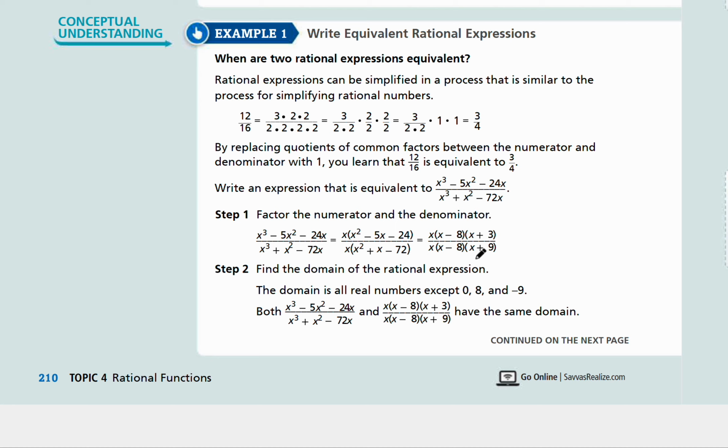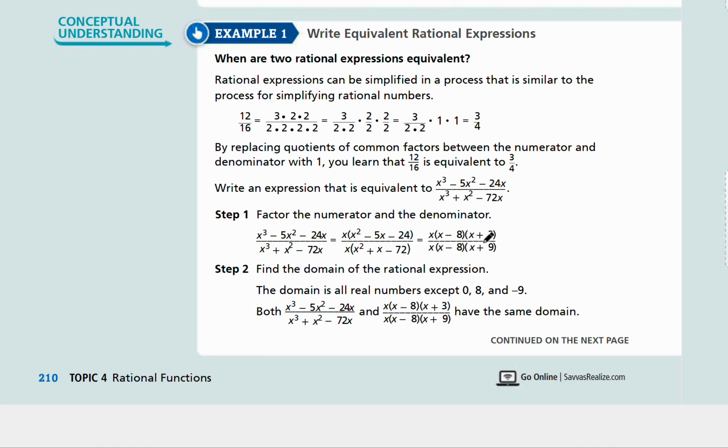You can factor them, or you could simplify them. You could multiply them out in order to make equivalent rational expressions. Obviously, just write it in different forms, but they have to be equal to each other. So this is an example of an expression that we're going to look at. We're going to look at expressions that are equivalent to this.